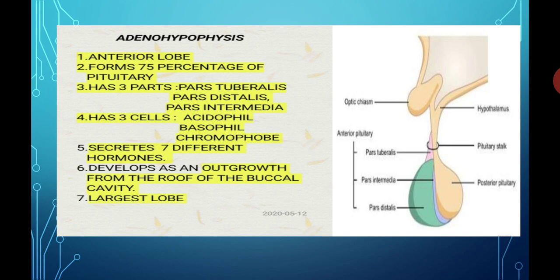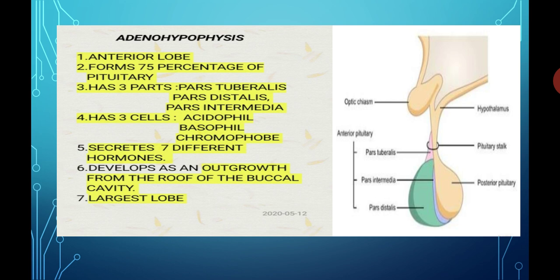This is about the adenohypophysis, which is the anterior lobe, the largest lobe. It forms 75% of the pituitary gland. It has three parts: pars tuberalis, pars distalis and pars intermedia. Histologically, it has three cells: acidophils, basophils and chromophobes. It secretes a total of seven different hormones, and it develops as an outgrowth from the roof of the buccal cavity.